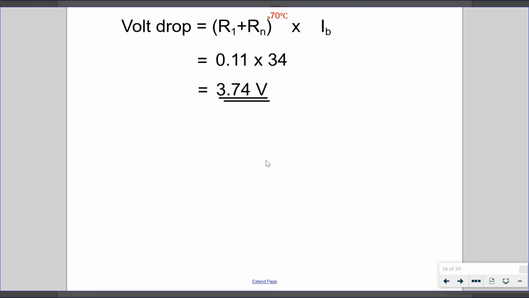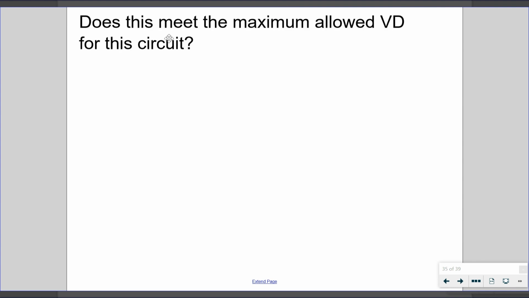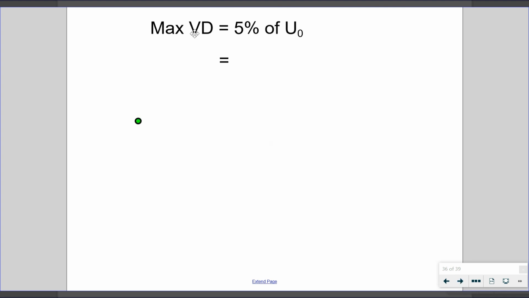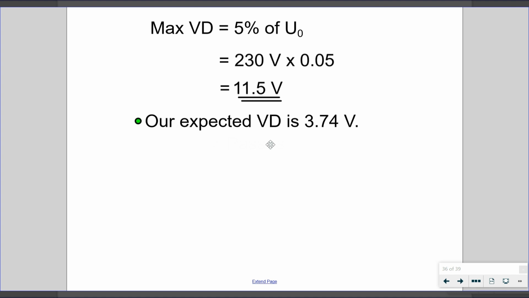Okay. Right. As a follow-up from that, they might then ask you, does this meet the maximum allowed volt drop for the circuit? Well, this is a cooker circuit, therefore it's not a lighting circuit, so we use 5% of the nominal voltage. So we take 230 volts and multiply it by 0.05. That gives us a maximum volt drop of 11.5 volts. Our expected volt drop is 3.74 volts. Therefore, again, less than that 11.5 max. So the circuit passes.